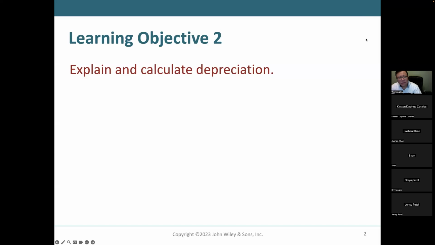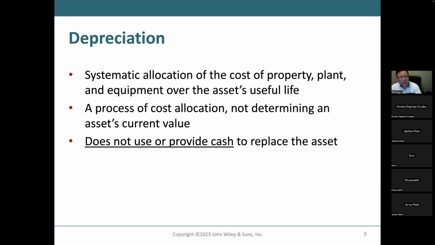Okay, so the second learning objective is about explaining and calculating depreciation. So what is depreciation? Okay, what's depreciation?